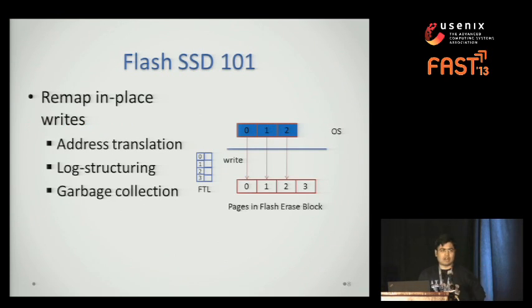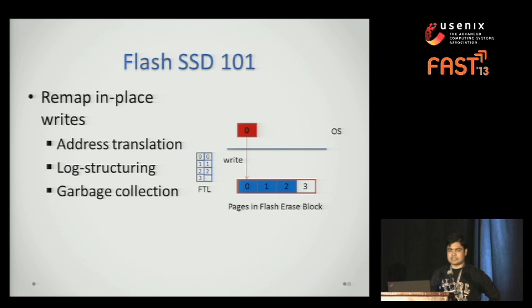I can safely assume that almost everyone here knows a lot about Flash SSDs, or at least the internal properties of Flash Medium, but still I will reiterate it. So Flash Medium can only be written in one direction, and you cannot do in-place writes. So for example, if we have the operating system issuing writes to logical block addresses 0, 1, and 2, and if it tries to write the 0th page again, then you have to remap. Most SSD vendors will remap the 0th write to the 3rd page and update the flash translation layer.